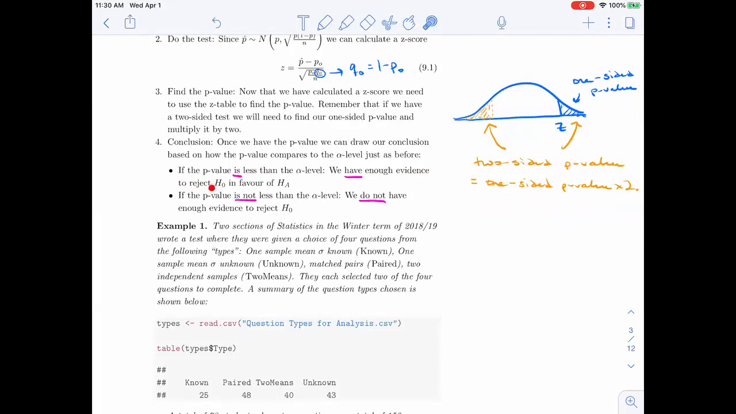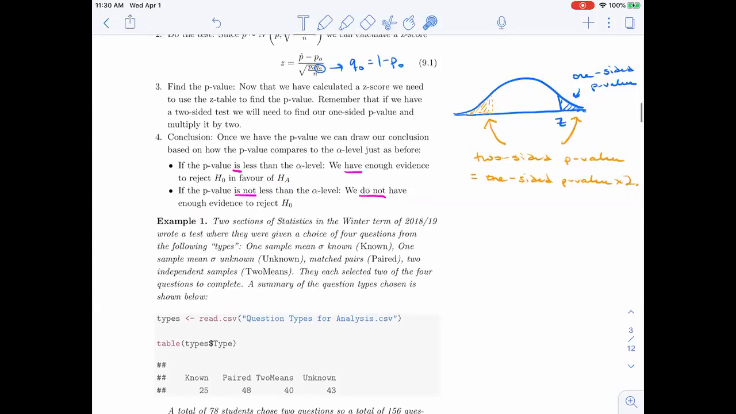Remember, you always do your rejection in terms of H0. And if you never mention HA, that's fine. Usually if I'm rejecting H0, I say in favor of HA. But if we don't have enough evidence to reject H0, end of story. There's nothing going on here. There's nothing we can do.